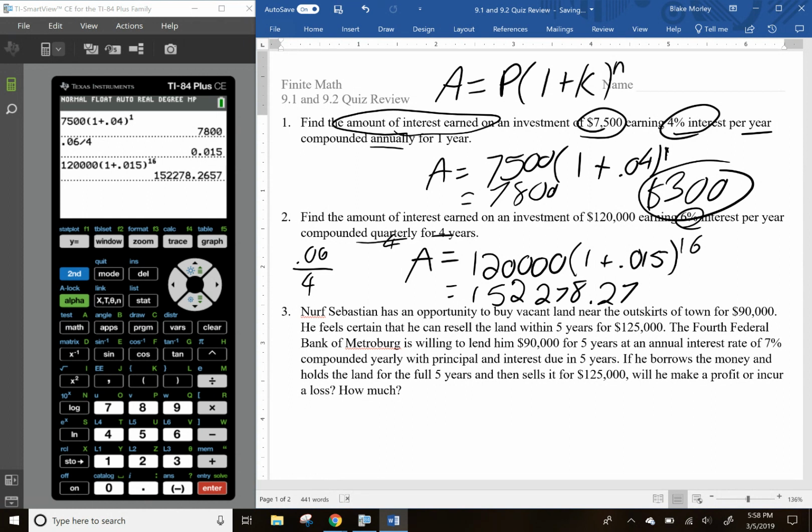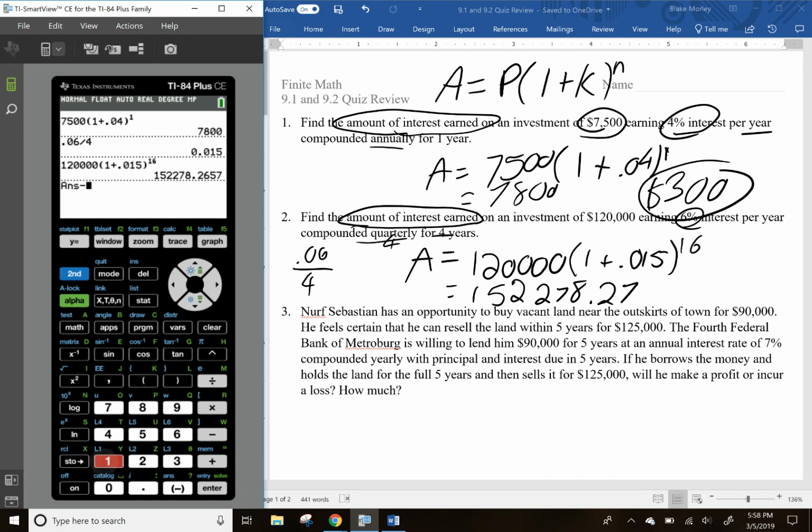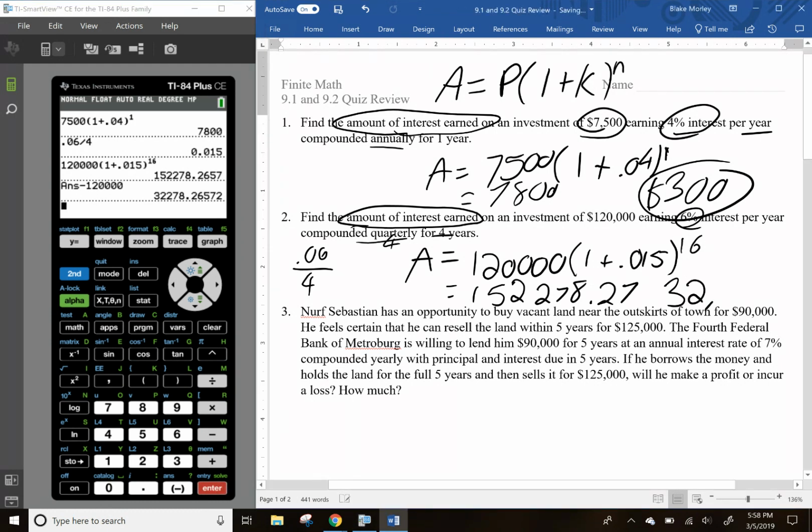So we started with $120,000 and we ended up with $152,278.27. How much money did I gain? That's the amount of interest that I earned. Again, pay attention to the question: it's asking how much interest you earned, not what you have at the end of the 4 years. So take that value, subtract the amount you started with, and we gained $32,278.27. That is our answer for number 2.